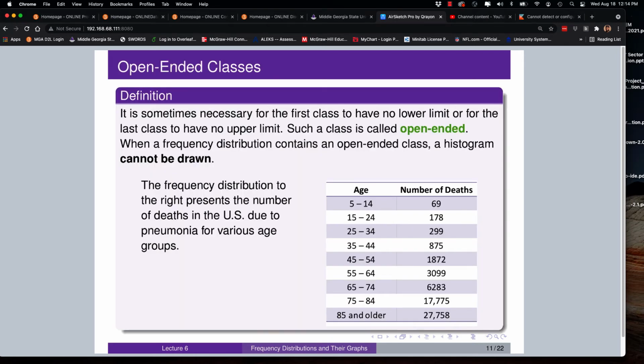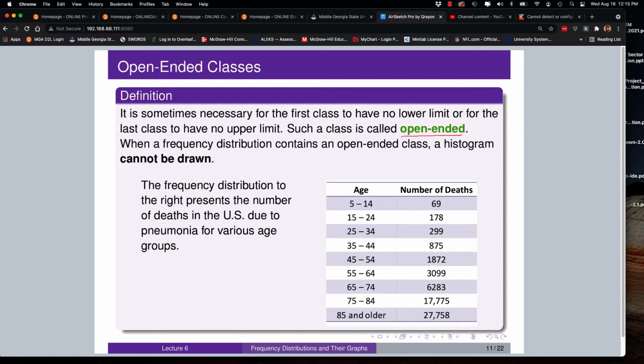So there's also this thing called an open-ended class. Classes are open-ended if they have no upper or lower limit, and that's a bad thing to have. You never want to set your data up to where you have no upper or lower limit. You want to know something about it. Sometimes you might have a question like, how many deaths are there, number of deaths based on age for a specific year.